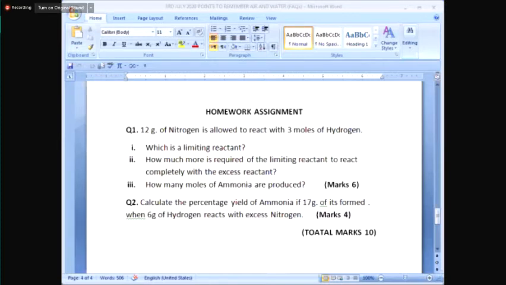So when you have to find the percentage yield, you will plug in the values. You'll say percentage yield is equal to 17 grams. Always use the unit of grams, not moles, for percentage yield. Now divide by the theoretical value of nitrogen to be formed. How would you find that?